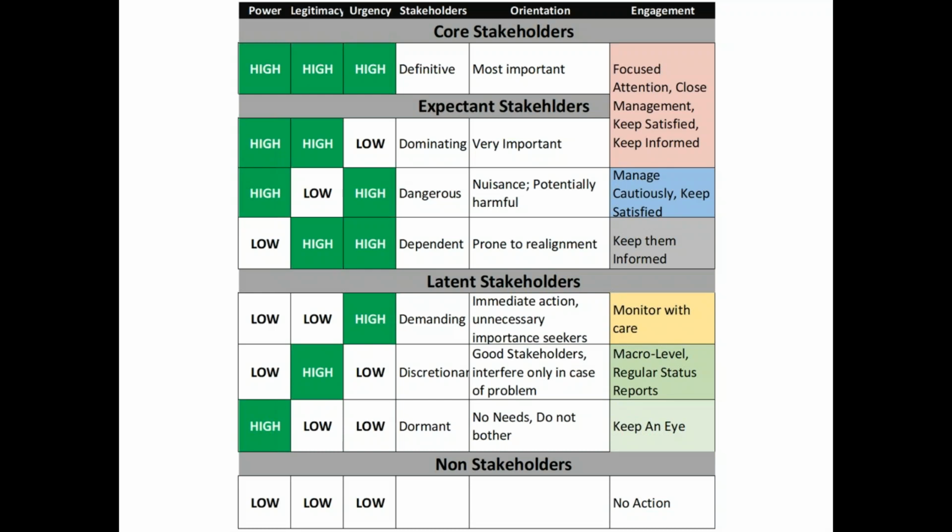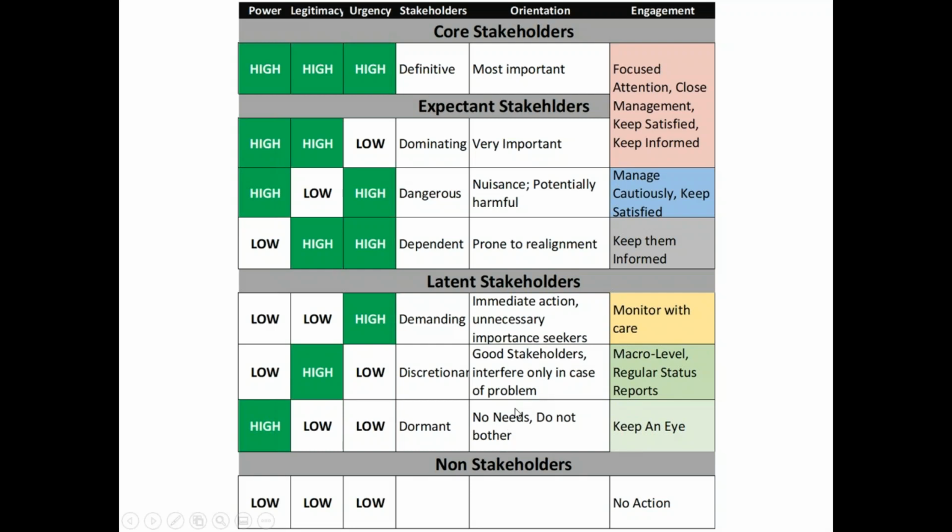Mr. Suhail, just a quick question. Would you agree that, as part of the stakeholder strategy, you want to move the dangerous and potentially the demanding out of their boxes into a better area? Yes, of course.